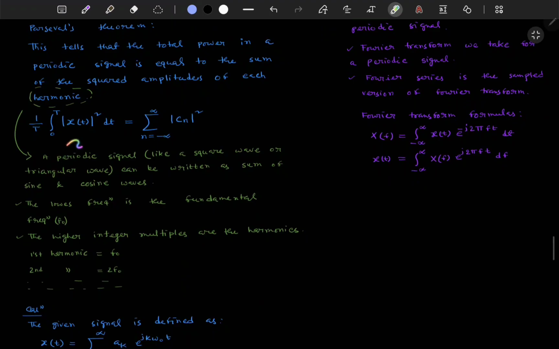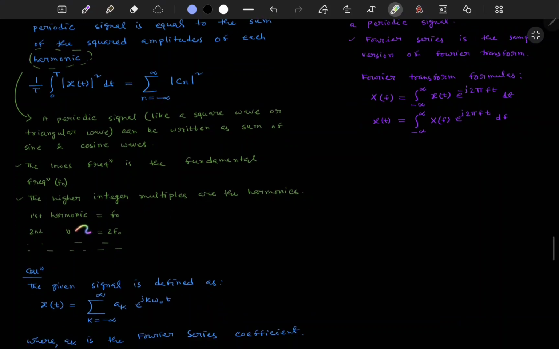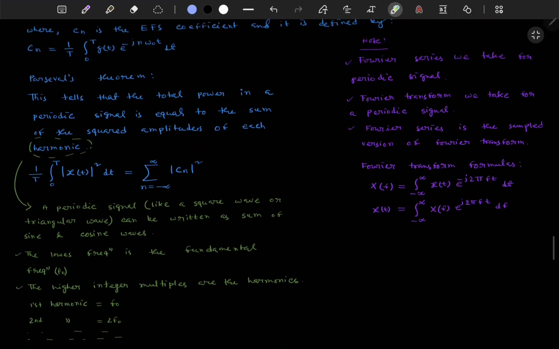And harmonic means a periodic signal like a square wave or triangular wave can be written as a sum of sine and cosine waves. The lower frequency is the fundamental frequency, that is f naught, and the higher integer multiples are the harmonics. The first harmonic is f1, and the second harmonic is 2 times f naught, and so on.